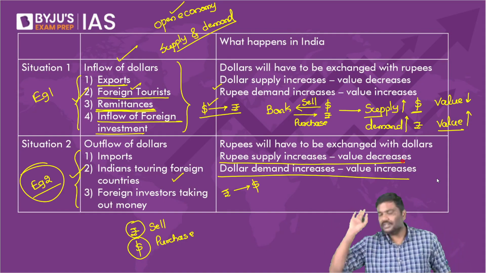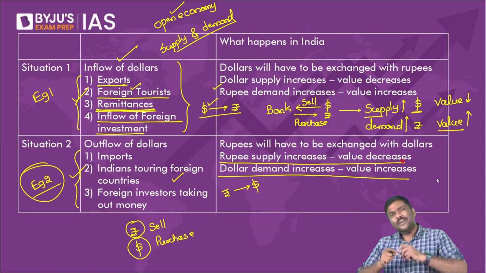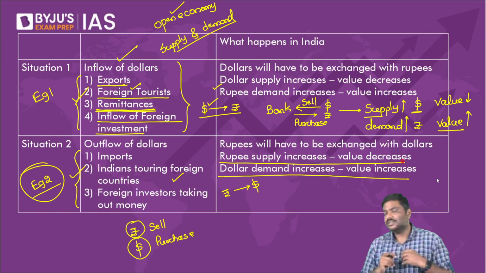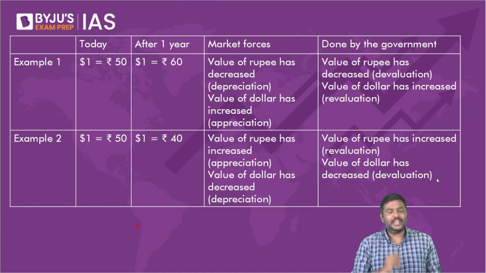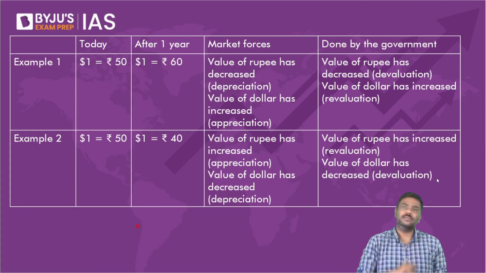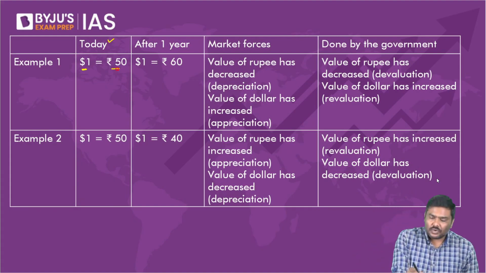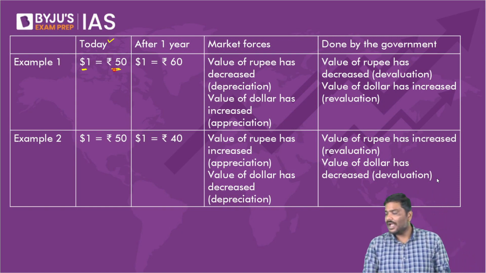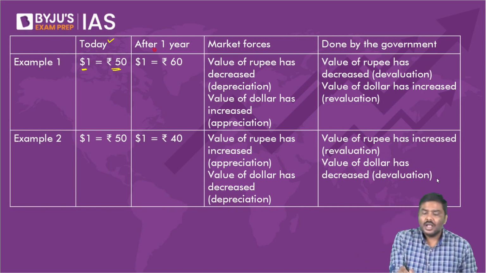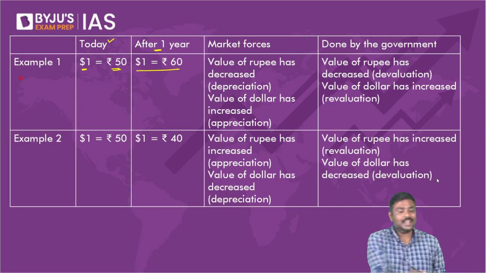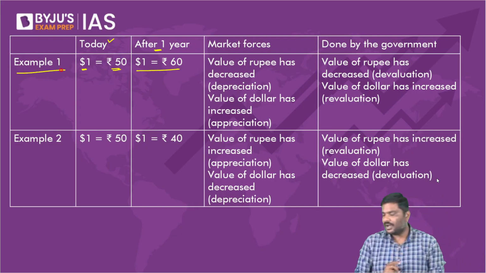Please go through the table again after the class when you revise it. Now, what do you mean by value will increase, value will decrease, etc.? What do you mean by this? Understand the next point carefully now. Come to the previous table. Imagine today $1 is equal to 50 rupees and after 1 year $1 is equal to 60.